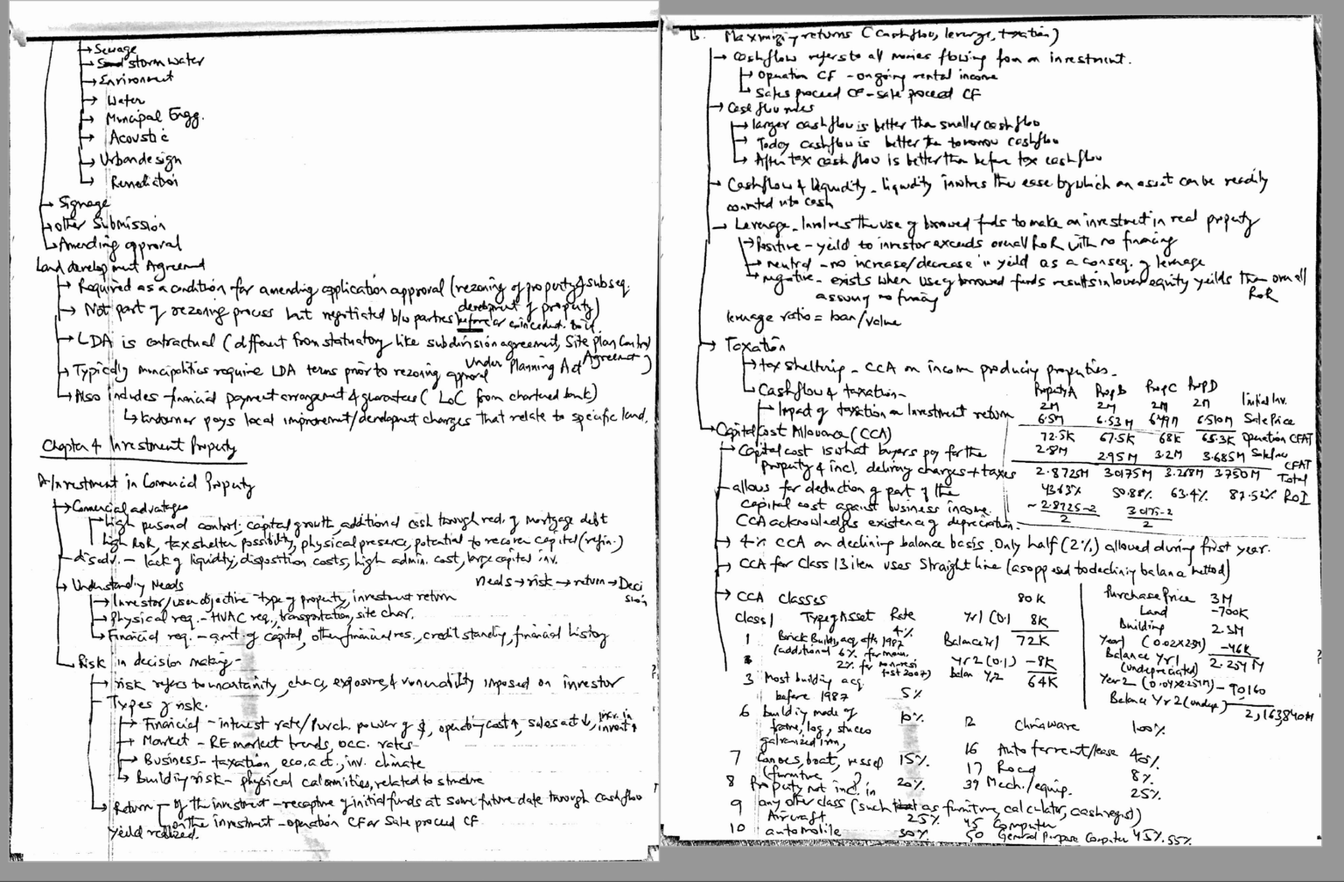Maximizing returns. Investors seek to maximize returns through revenue generated from the income property. Three concepts directly impact the yield realized: one is cash flow, leverage, and taxation.